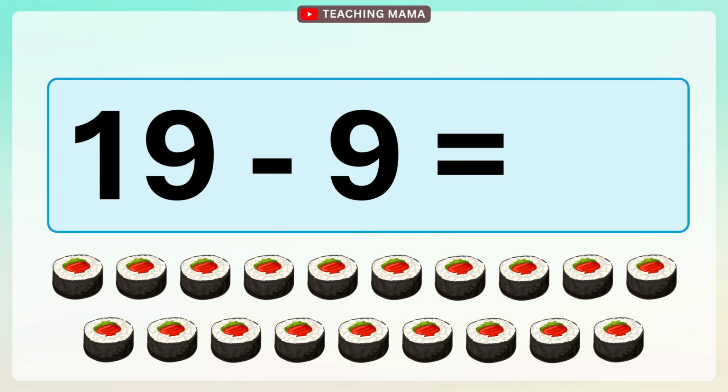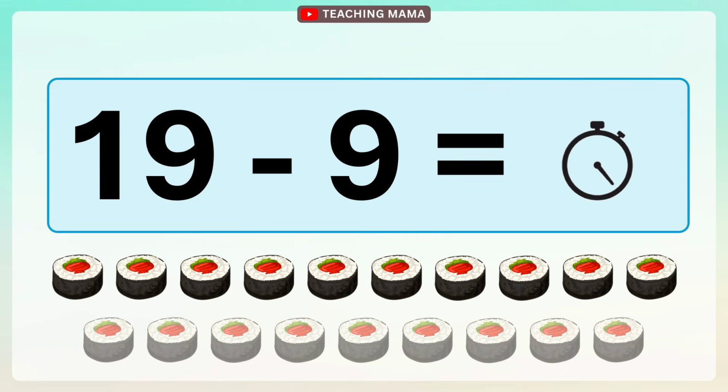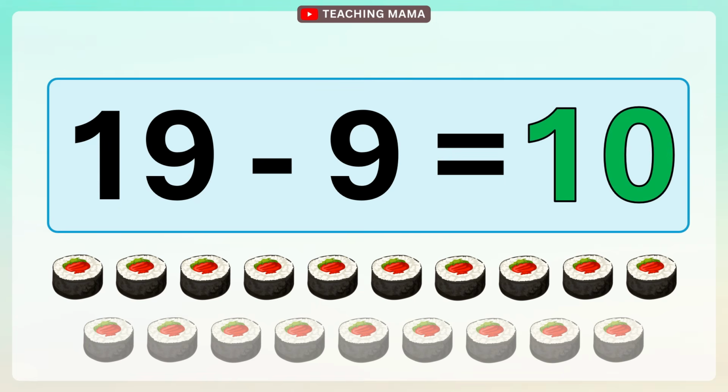"19 minus 9 equals..." What is the answer? The correct answer is 10.